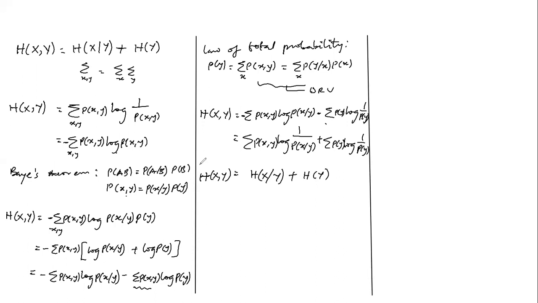And in a similar vein, the same process can be used to show that the joint entropy is the same as the sum of the conditional entropy of the output given the input plus the input entropy.